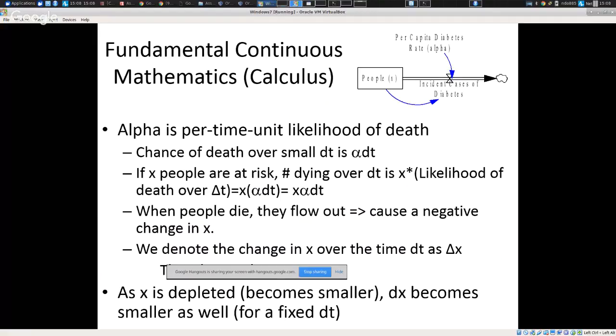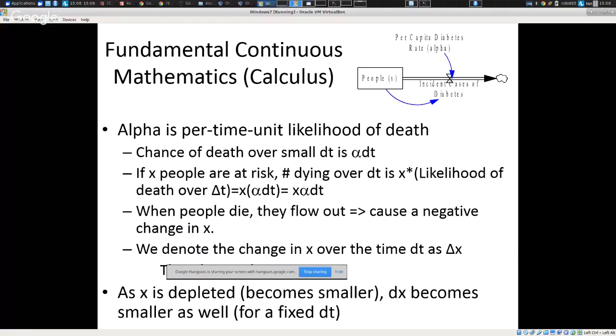It's 1,000 times 1%, or 10 people per year on average. Does that make sense? Just trying to bring you along with this. Okay. Now, if we consider a very small unit of time, ladies and gentlemen, like 1/10 of a year, how many people die over the 1/10 of a year?